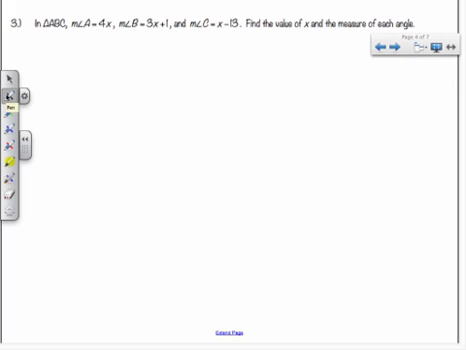So number 3 gives us the information about what we know about triangle ABC. We know that the measure of angle A is 4x, the measure of angle B is 3x plus 1, and that the measure of angle C is x minus 13. And then it asks us to find x and to find the measure of each angle.